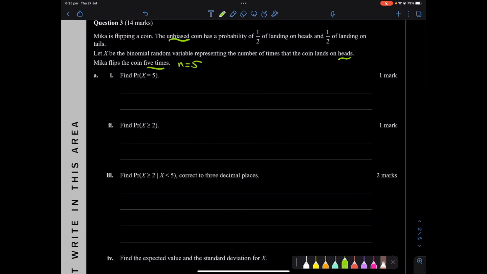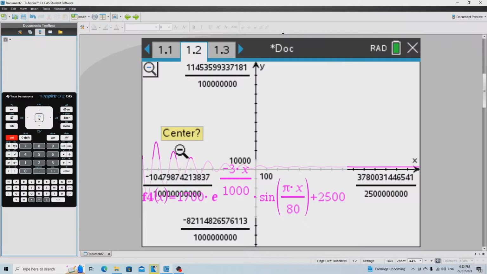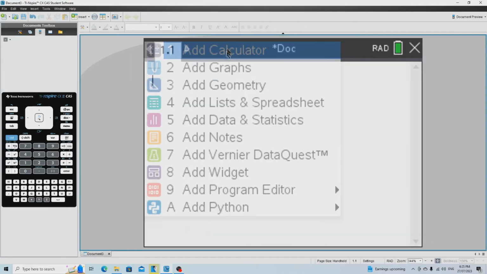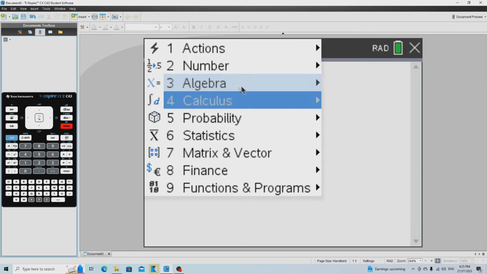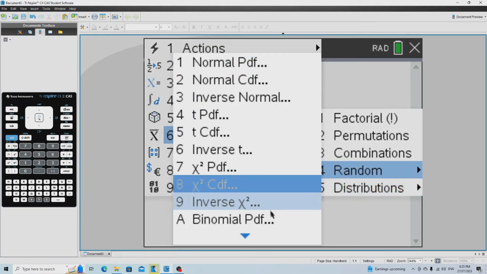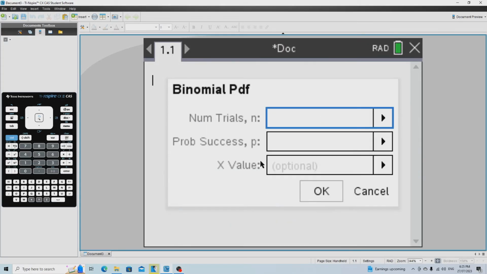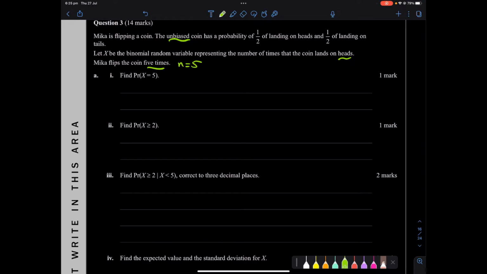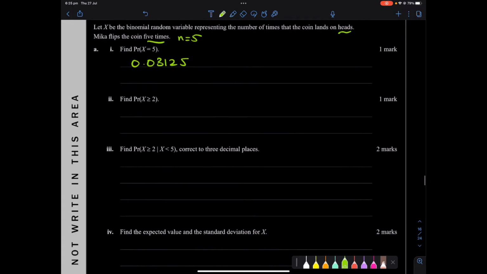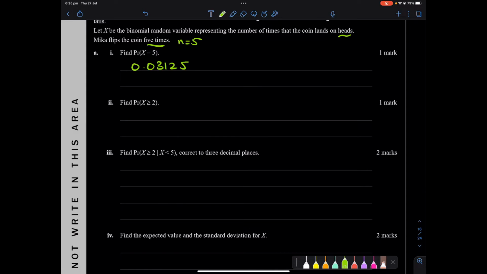It's only 1 mark, so I'm just going to go on my CAS calculator, Control N, delete everything, and make a new one. I'm going to go to probability distributions and binomial PDF. The number of trials is 5, the probability of success is 0.5, and our value of x is 5, which gives us 0.03125. There is no rounding specified, so you have to give the full answer. The next one is the probability that x is greater than 2.